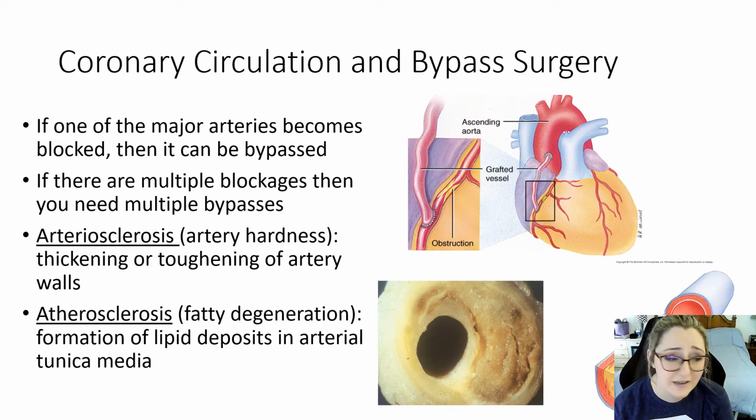but there are two terms I want you to know. Arteriosclerosis, which is where your arteries harden. They are going to become thicker or tougher. And then atherosclerosis, which is fatty degeneration. This is the formation of fat deposits in your arterial tunica media. That is one of the layers of your arteries.